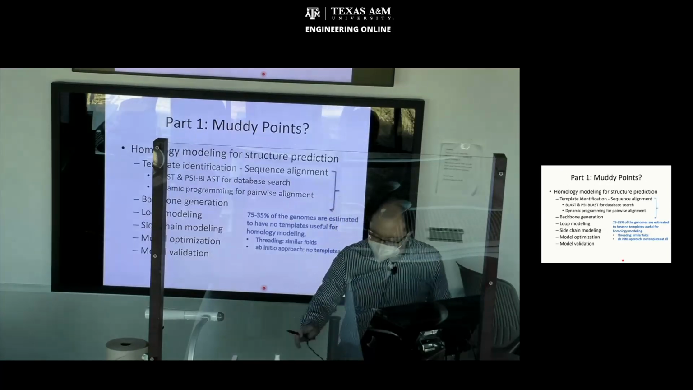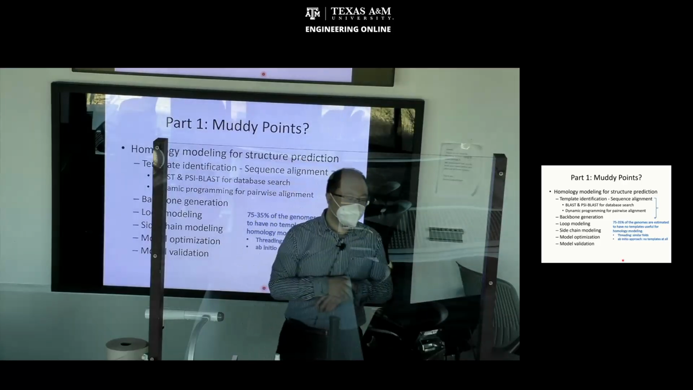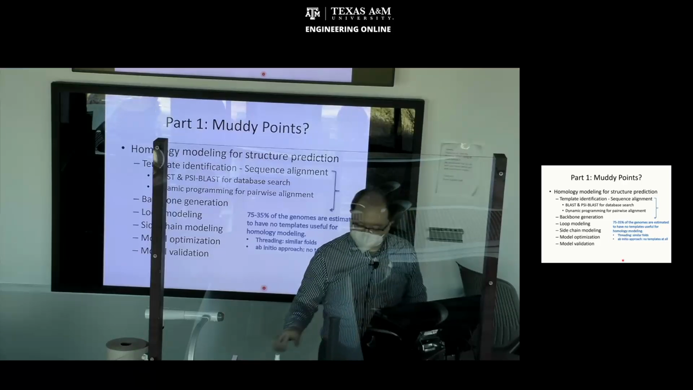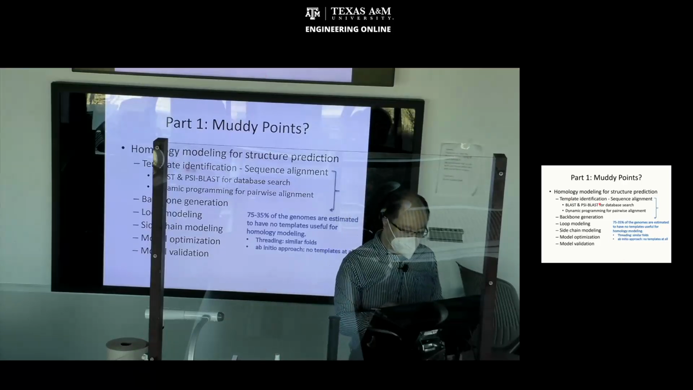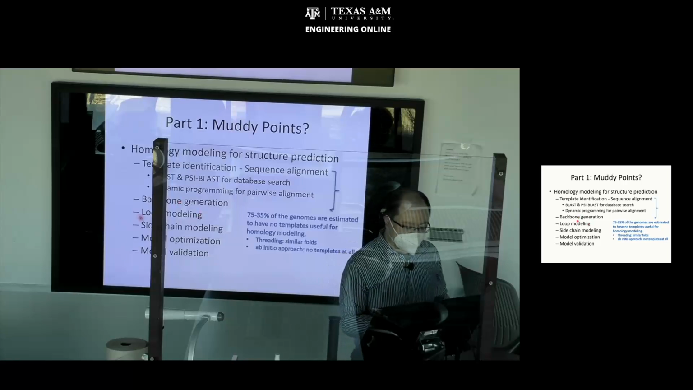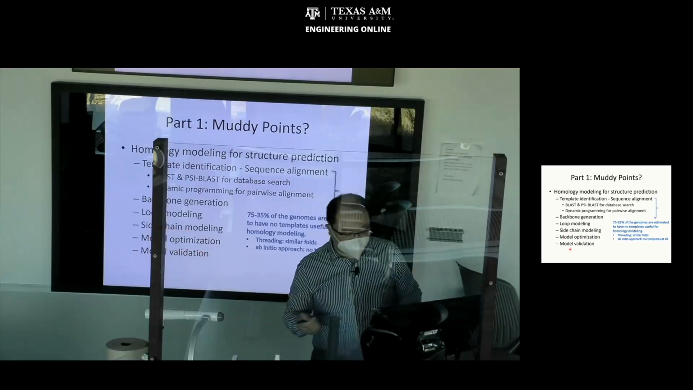Okay, so with this, I'd like to finish the first part. I think we're done for the safe zone, okay? So in the safe zone, we see that we are solving these two kinds of problems, right? We know the steps: we identify the template, generate the backbone based on the identified template structure and which portions are aligned, and then we insert the loops and we add the side chains on top of the backbone. We optimize the model and validate the model, including the Ramachandran plot, right?